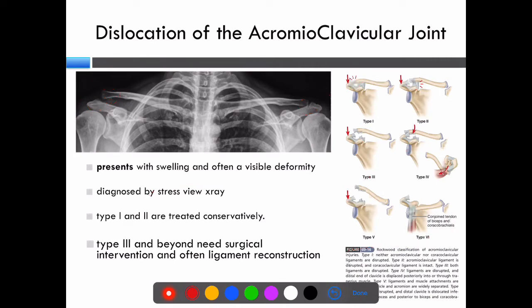So how do we operate? We fix the dislocation with a K-wire or a plate or some other methods. Then we reconstruct the torn ligaments by taking autologous tendon grafts from semitendinosus muscle or some other muscles, gracilis, etc., to provide biological stability.